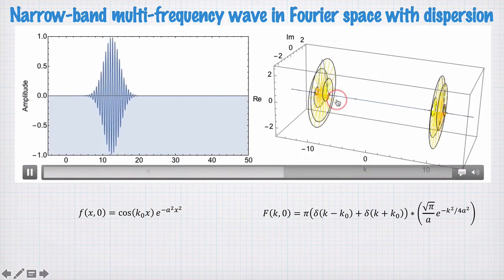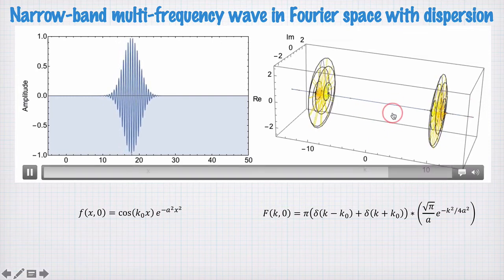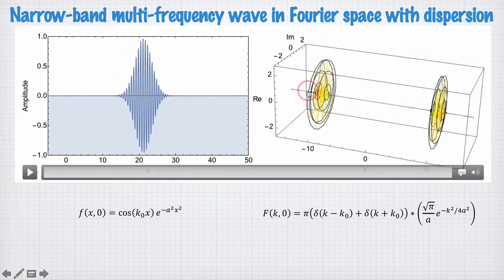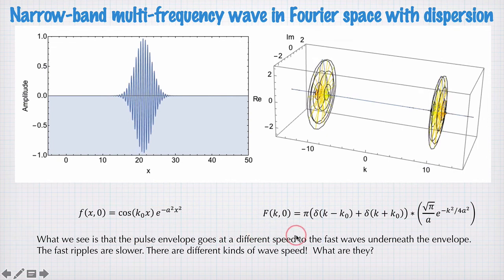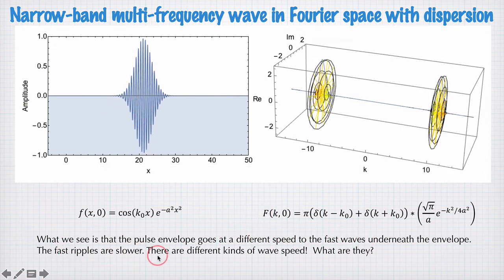So we know that omega and k have some relationship with each other. It is no longer linear. We can't tell that by looking at this animation, though. If you look at the case where there is no dispersion, it looks pretty similar. Okay, so what we see is a pulse envelope that goes at a different speed to the fast ripples underneath the envelope. The ripples are slower.